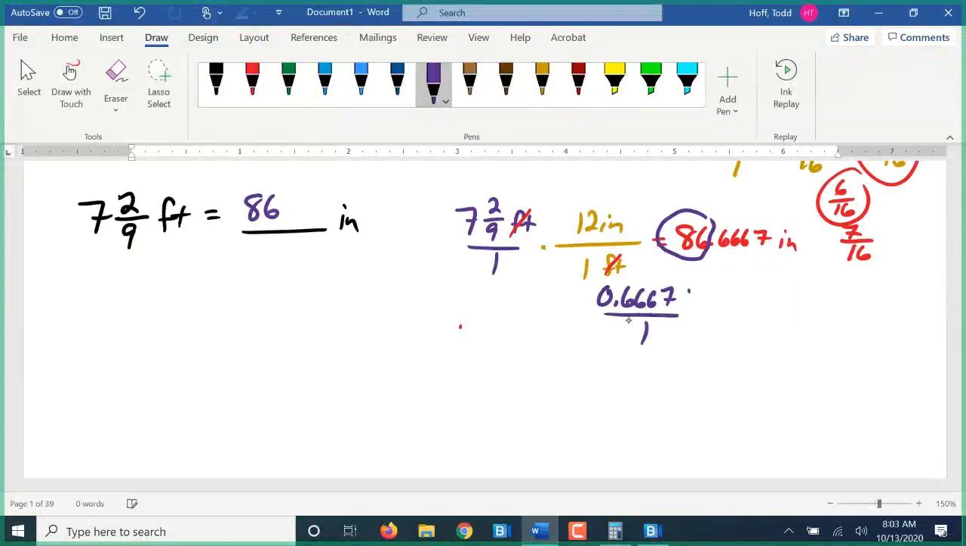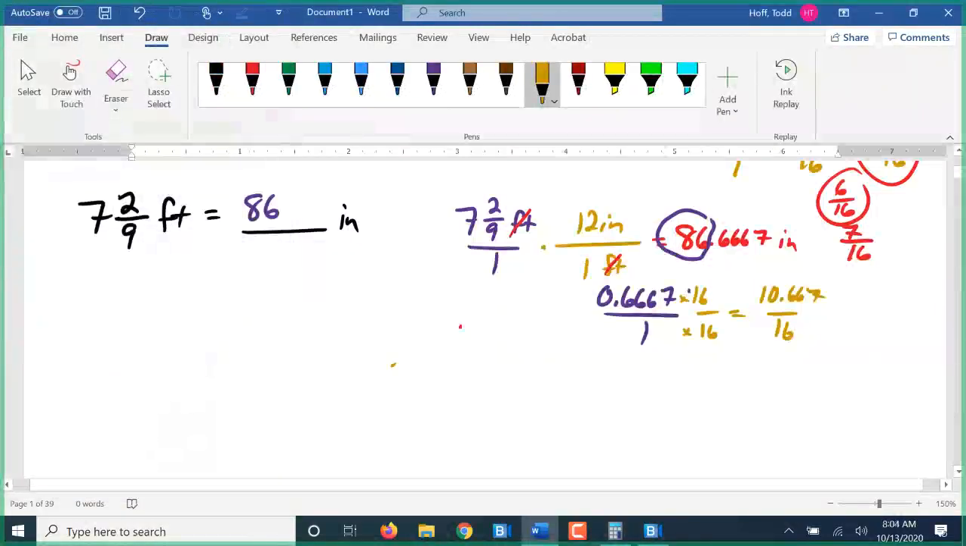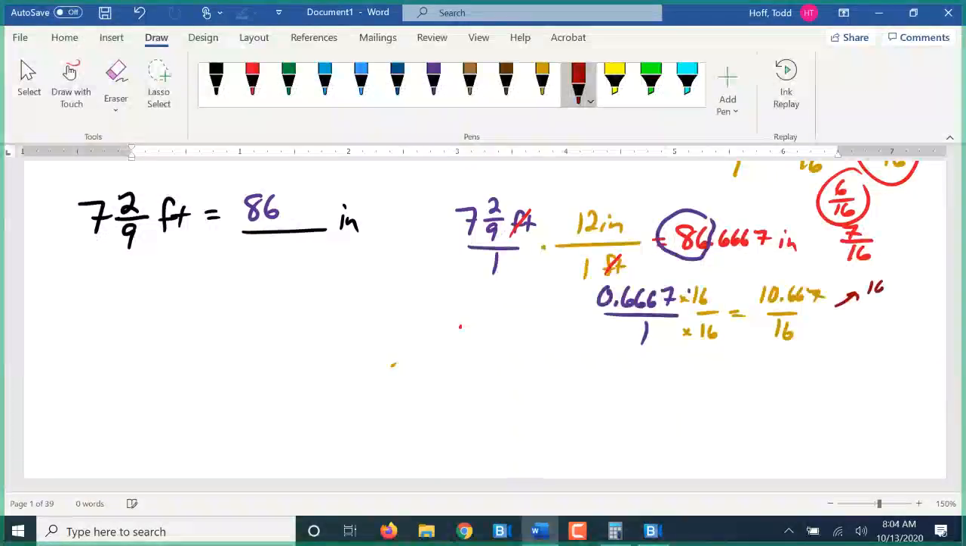I'm going to put it over 1 right now to make it a fraction, but I want it to be the nearest 16th. So I'm going to multiply by 16 to turn the 1 into a 16. 0.667 times 16 is 10.667. So it's telling me that it is between 10/16 and 11/16. 10.667 is closer to the 11 than it is the 10. So that's 86 and 11/16 inches.